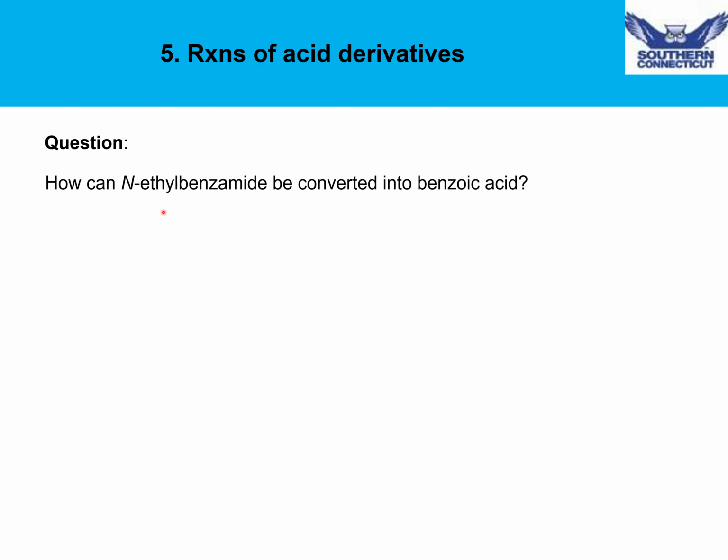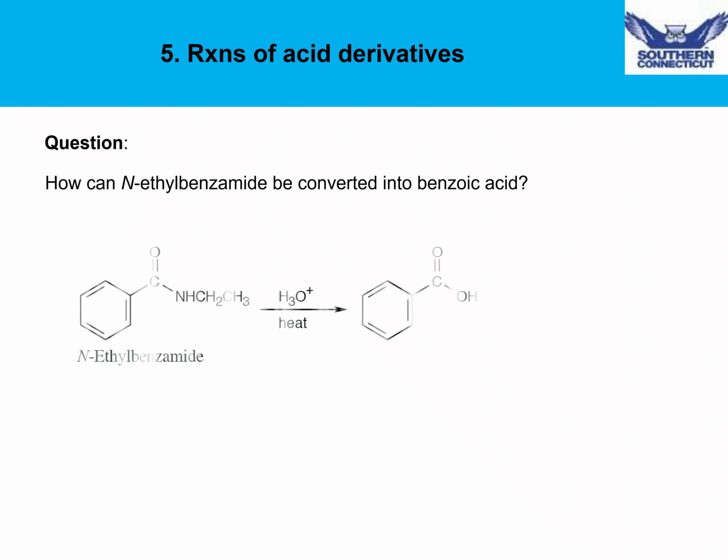We're going to try to convert N-ethylbenzamide into benzoic acid. Amides can be converted into carboxylic acids through a hydrolysis reaction. The hydrolysis reaction of amides always has to include an acid or a base catalyst, and it has to be heated. So as an example, we can convert N-ethylbenzamide into benzoic acid by adding HCl, water, and heat to do the hydrolysis reaction.